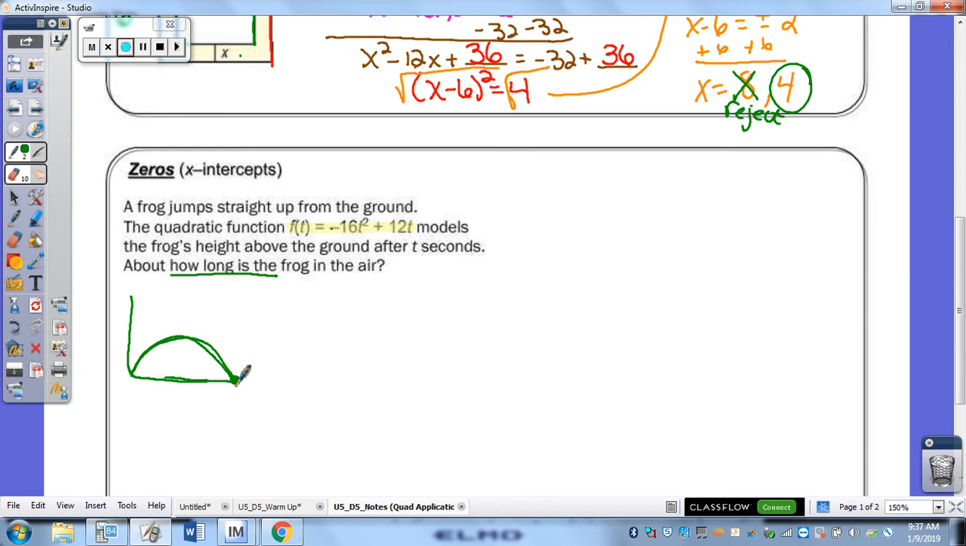So we're looking for when he hits the ground again. So you're looking for that other x-intercept value. Well, at this point in time, that x value we're trying to find, but our y value is a 0 because you're on your x-axis there. So you're looking basically for a height of 0. So that means we want to set that equation equal to 0 because we're looking for when that frog hits the ground again, because that tells us how long he's been in the air for.